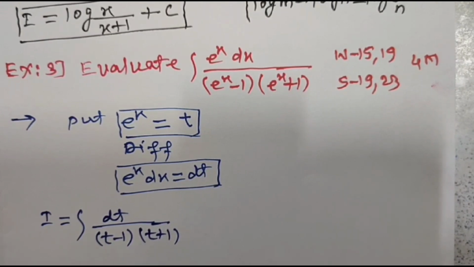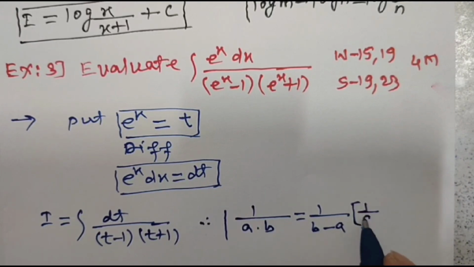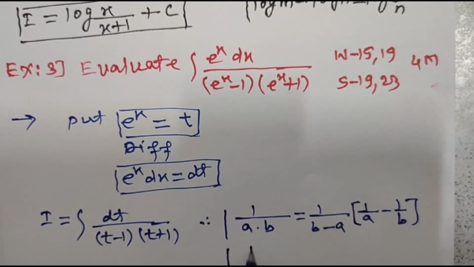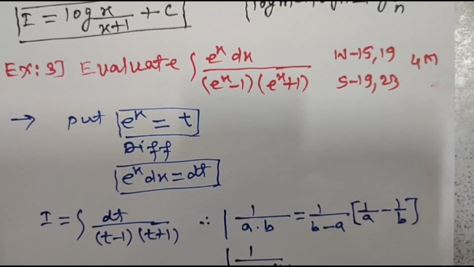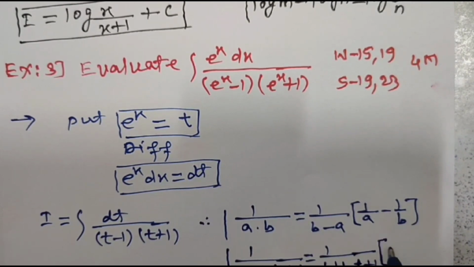So we can apply the special formula: 1 upon a into b is equal to 1 upon (b minus a) into bracket 1 upon a minus 1 upon b. Here a means the first linear factor and b means the second linear factor. So for the given rational function 1 upon (t minus 1) into (t plus 1), we can write 1 upon (t plus 1 minus t plus 1) into bracket 1 upon the first linear factor t minus 1, minus 1 upon the second linear factor t plus 1.